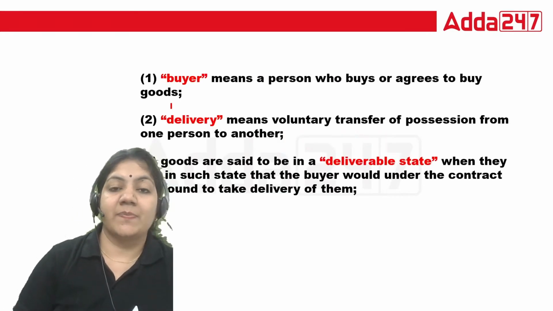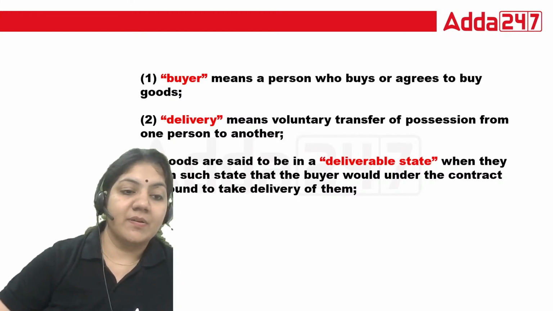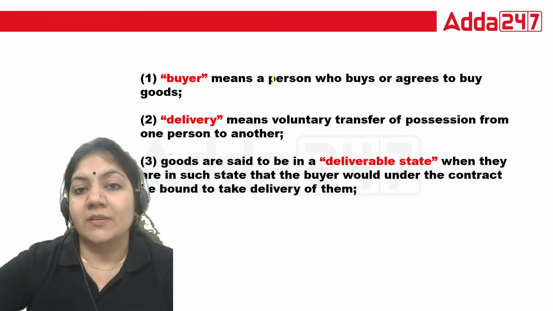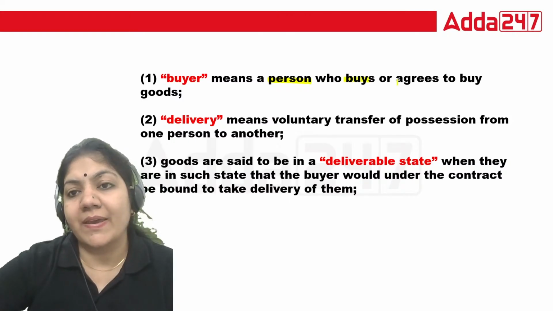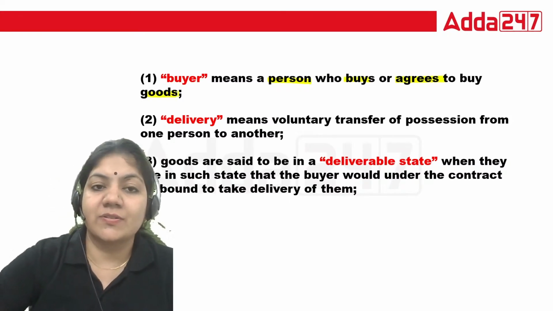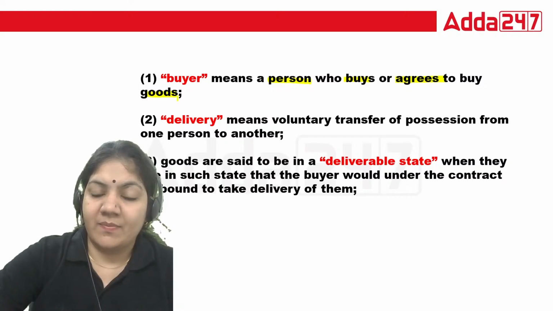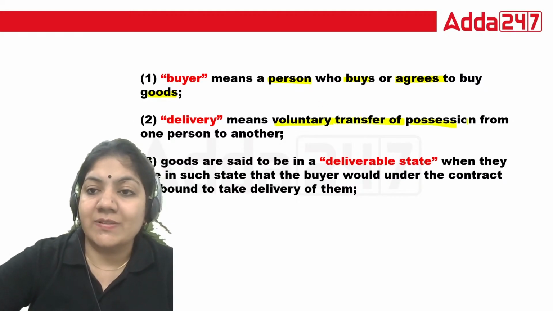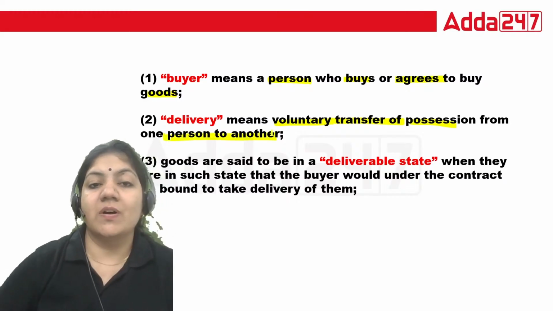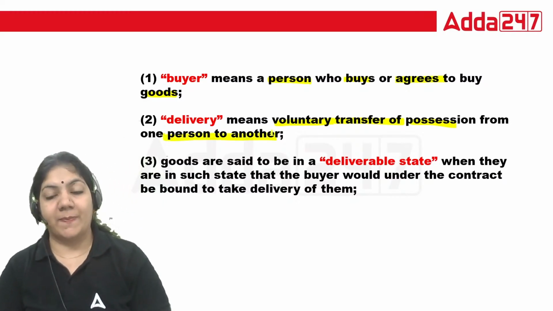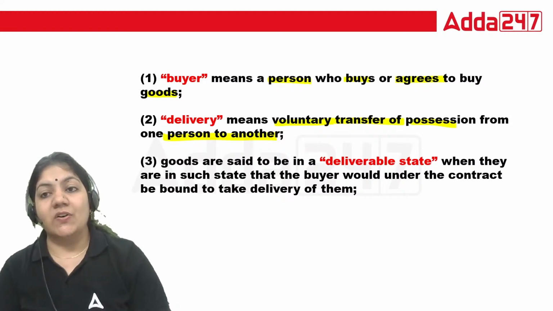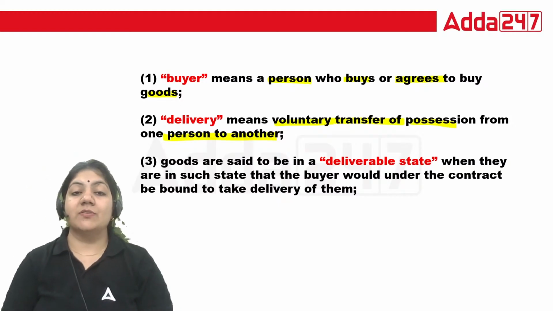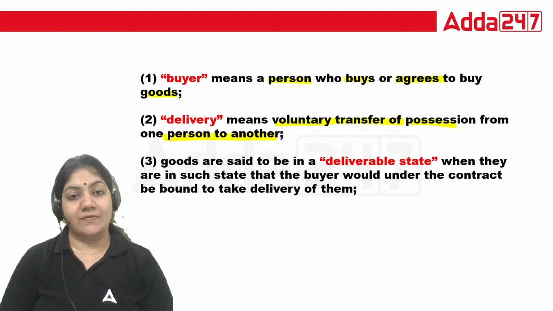Next, what is a buyer? A buyer is the person who buys or agrees to buy goods. Delivery is the voluntary transfer of possession from one person to another. That is called delivery.